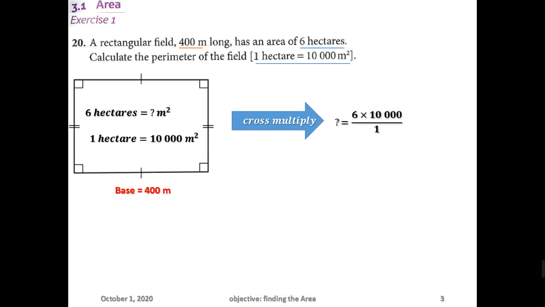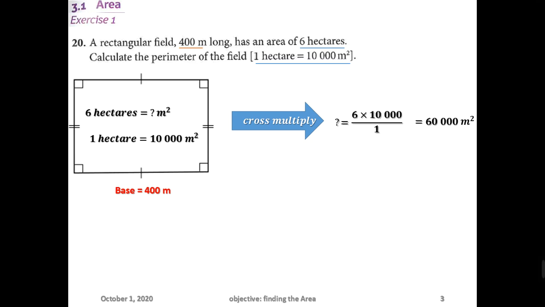So question mark is equal to and fraction line. The question mark is multiplied by 1, so the 1 goes down. The other two numbers, which are 6 and 10,000, they go up, multiplied by each other. So the final answer is 60,000 meter squared. Now we are ready to find the other side.